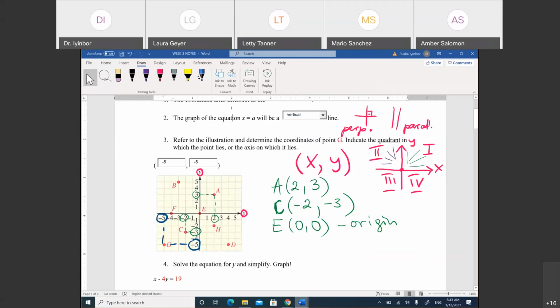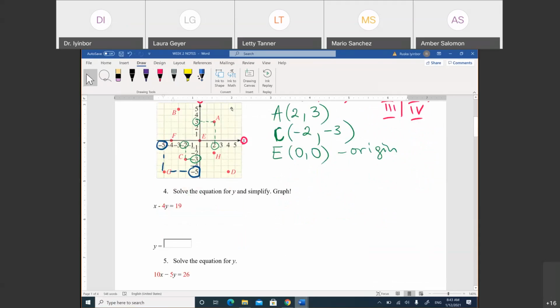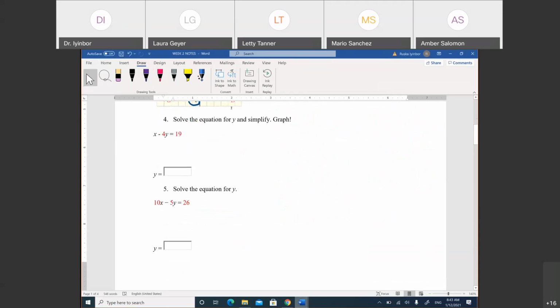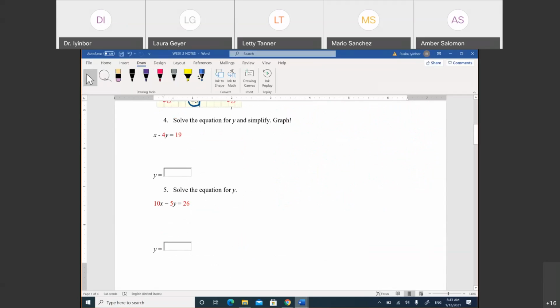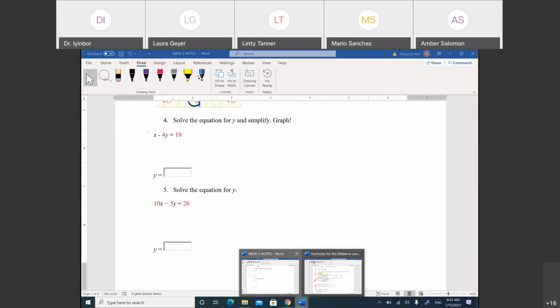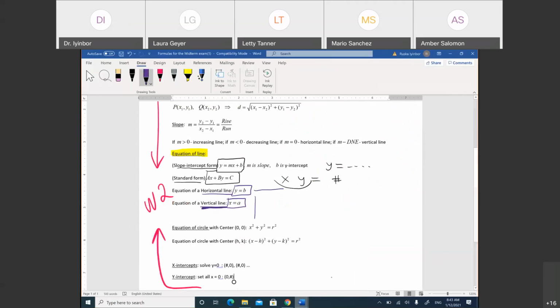Then after that we did 1, 2, 3. We're going to go to number 4, which is actually number 5. These two questions are talking about equation where you have two equations given and the two equations are in standard form. Because if you compare with the formula sheet, the equation is x minus 4y equals 19. And this is exactly the standard form.